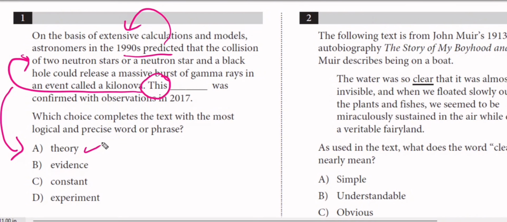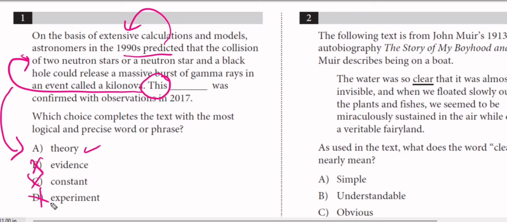Answer choice B says evidence or proof. It was only a prediction, but it was not a proof, so B is not correct. C is constant. Constant is something that does not change. For sure, it is not a prediction or something that means like a prediction, so C is not correct. And the last answer choice is D, which is an experiment. An experiment is a scientific test, which is not a good match to our prediction in here.